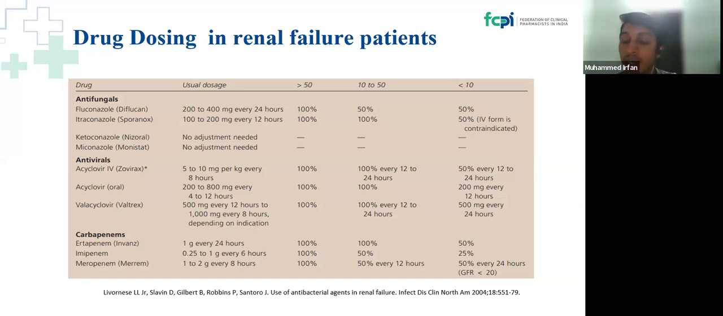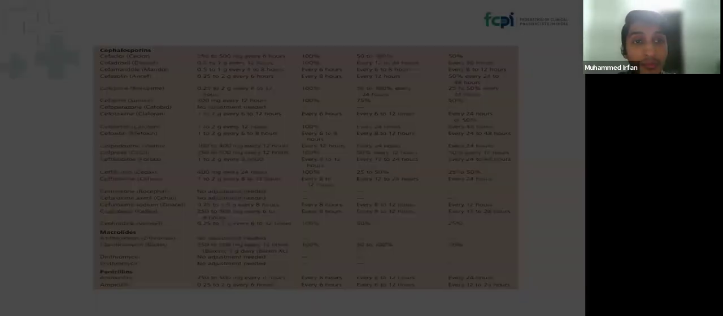1 gram BD should be given, and if it is below 25, we should adjust to 500 mg BD, and if it is less than 10, we should give 500 mg OD. So it is very important to know the creatinine clearance in between that.